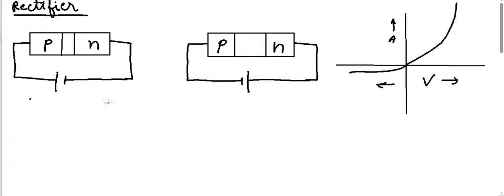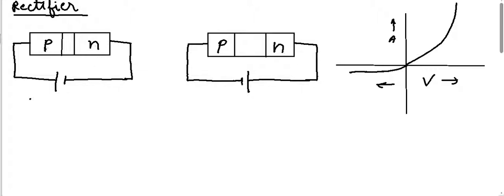In the last video we discussed the PN junction, so we'll quickly revise the concepts. The takeaway from the last video was that if we connect a PN junction to a circuit, there are two ways to do it. First, I connect the positive terminal of the battery to the P side and the negative terminal of the battery to the N side. Another way is the reverse: connecting the negative terminal of the battery to the P side and the positive terminal of the battery to the N side.